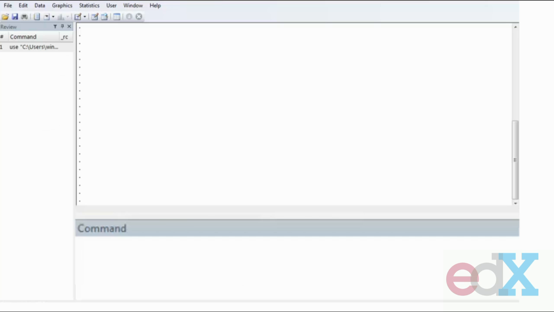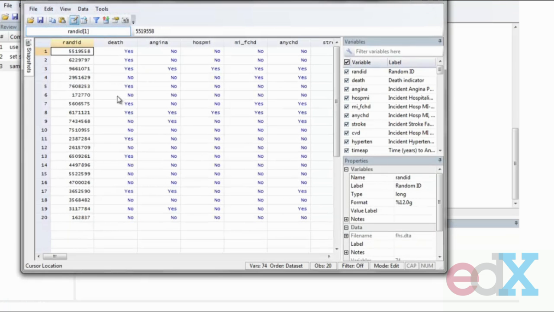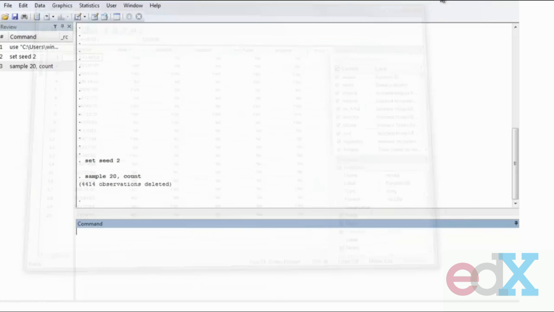We're going to start by taking a sample of size 20 from the Framingham cohort. In this exercise, it might be useful for us all to have the same random sample, so type set seed 2 if you want to take the exact same random sample that I take. And then we're going to take a sample of size 20 from the cohort, deleting the rest of the observations in the Framingham cohort, so that now we have a sample of size 20.